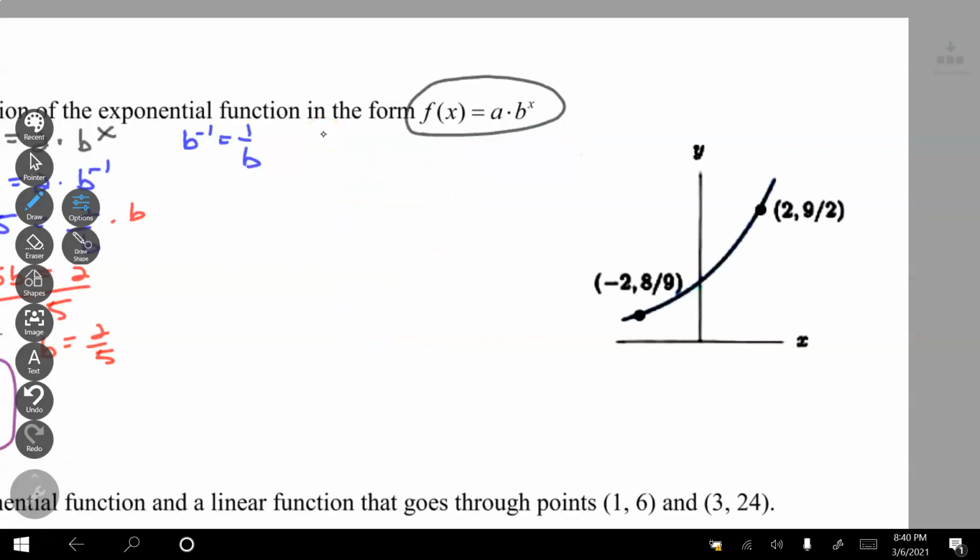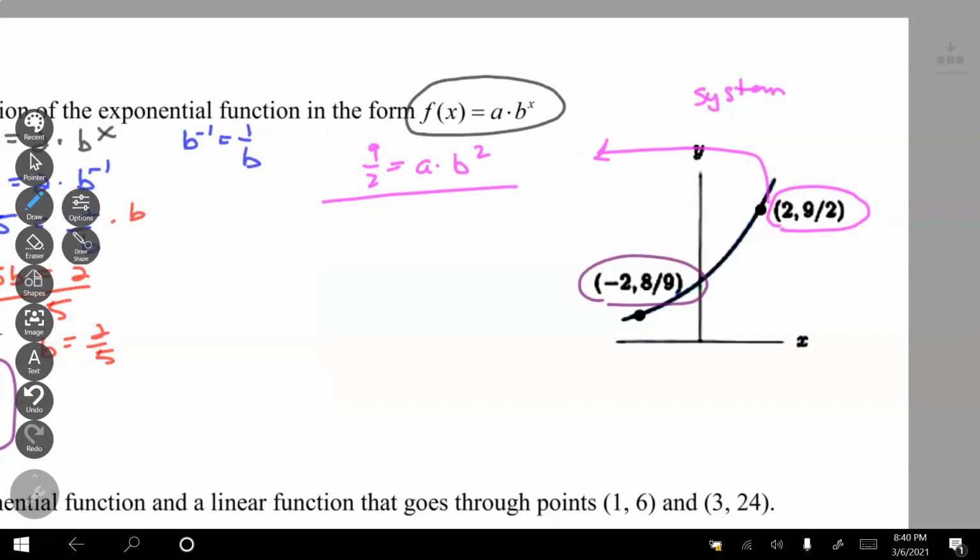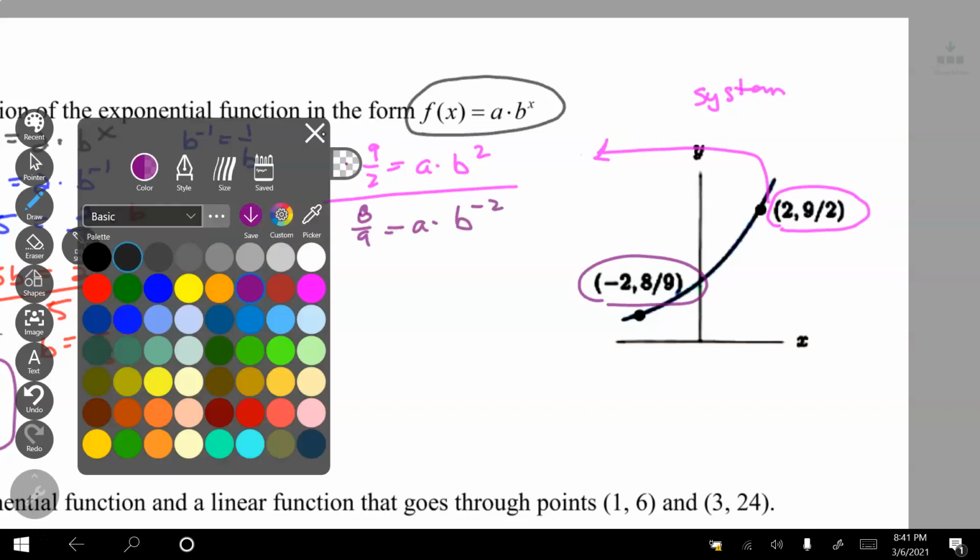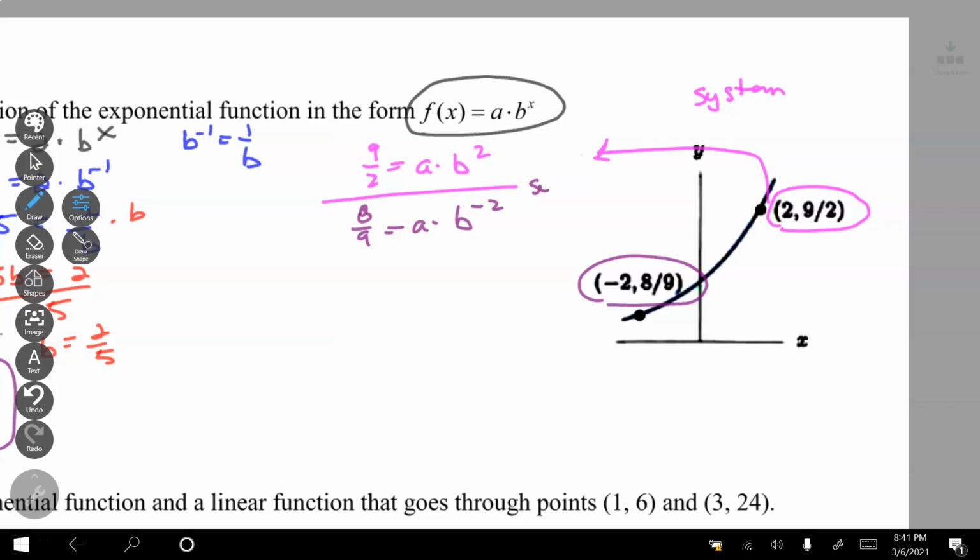This one is definitely going to be more difficult because I do not give you the y-intercept, and I give you 2 ordered pairs here that have fractions in them. So when I see I don't have the y-intercept, we need to do a system. I'm going to use the higher x first. 9 over 2 is equal to a times b squared. Over, I'll use the second point, 8 over 9 is equal to a times b to the negative 2. When you divide, you need to subtract the exponents here. Don't add them, subtract them.